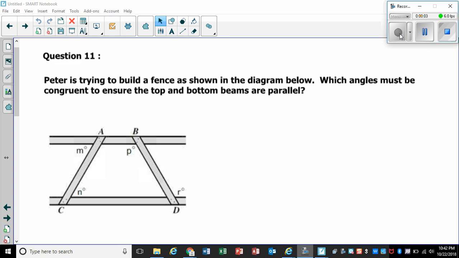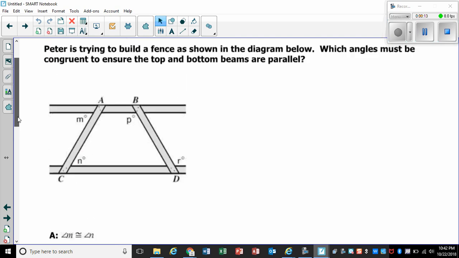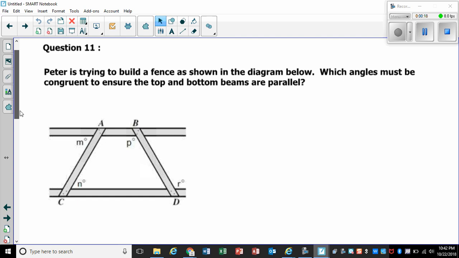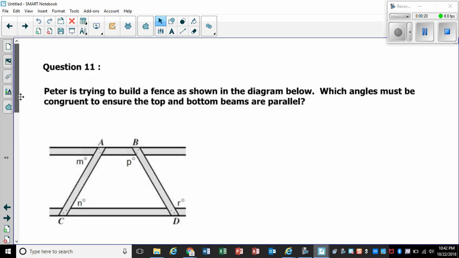It's kind of too late for me, but I just want to make sure I take the time to review the rest of the practice test. I don't know if this number 11 of mine is the same as yours. If not, then you guys can go through the test and find out which one it is. It says Peter is trying to build a fence as shown in the diagram, which angle must be congruent to ensure the top and the bottom beams are parallel.